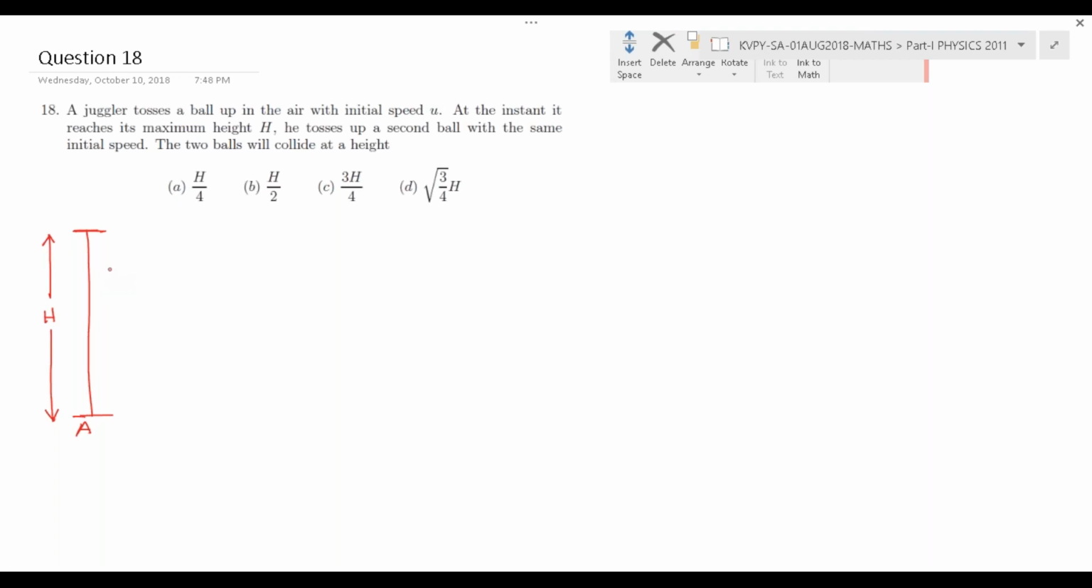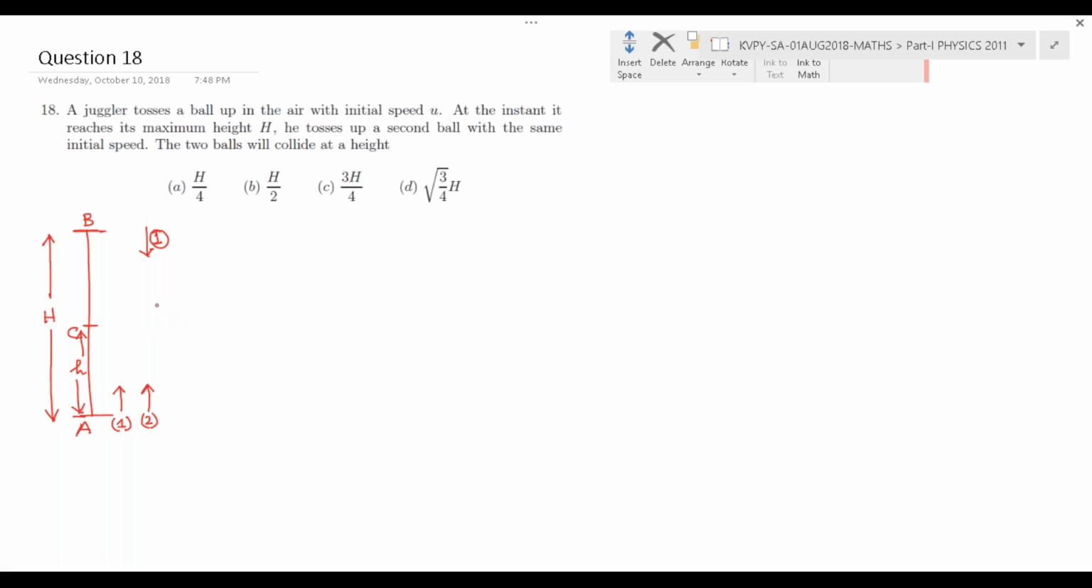Then we will use the formulas when it reaches the point B. The moment, if you see the second one, at the instant it reaches the maximum height H, the first ball has been thrown from here. Once it reaches the maximum point B, another ball is thrown from the same ground. At that moment the first ball is about to fall, the second ball is thrown. Then they will meet someplace, and suppose they meet at the point C, at a height lowercase h from the ground.